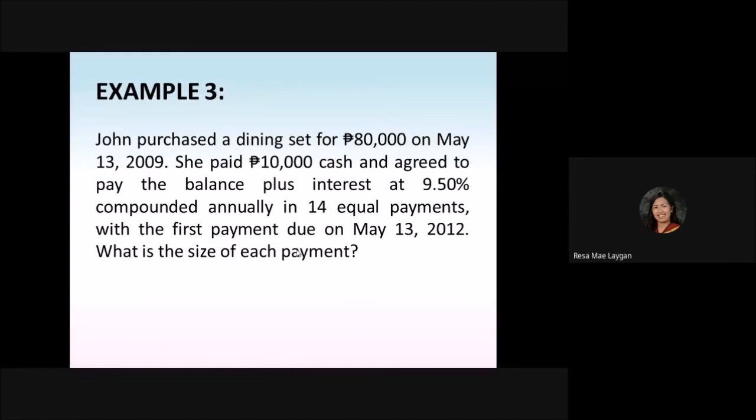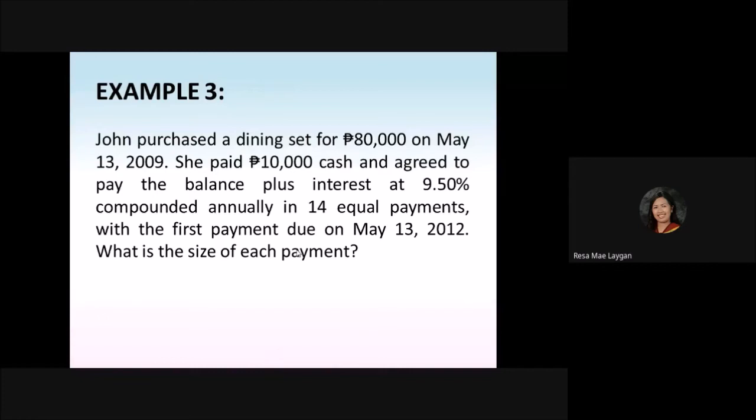John purchased a dining set for 80,000 on May 13, 2009. She paid 10,000 pesos cash and agreed to pay the balance plus interest at 9.50%, compounded annually in 14 equal payments, with the first payment due on May 13, 2012. So now, what is the size of each payment? So it pertains to the annuity payment.